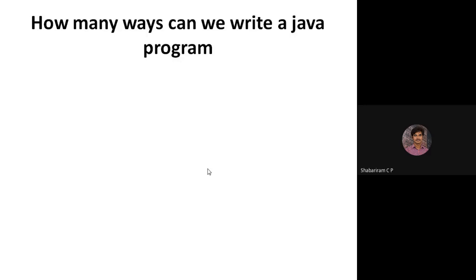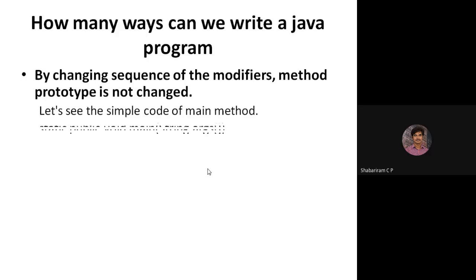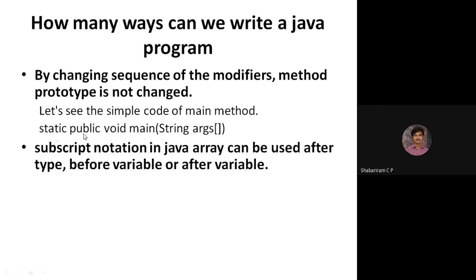So how many ways can we write a Java program? First way, by changing the sequence of modifiers, the method prototype is not changed. So you can take this example. For example, static public void main. We cannot write it like this because static is specific to the function. So static public void main is one of the ways to represent your Java program.